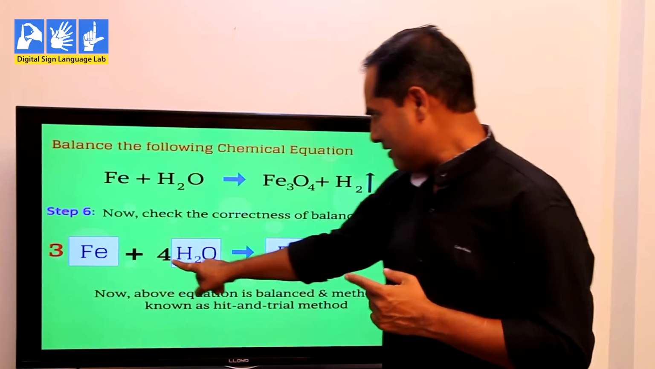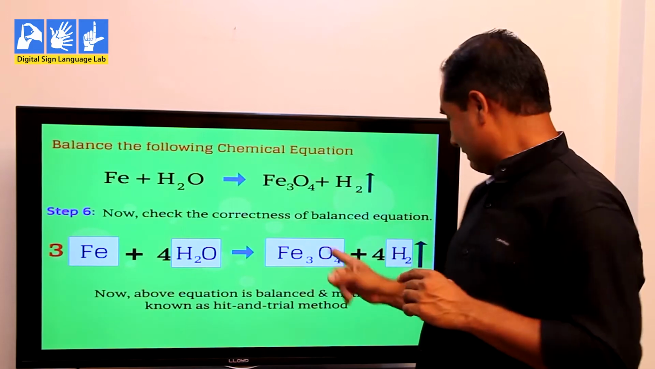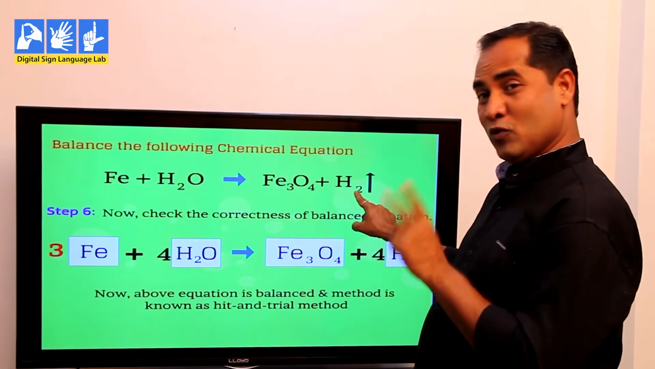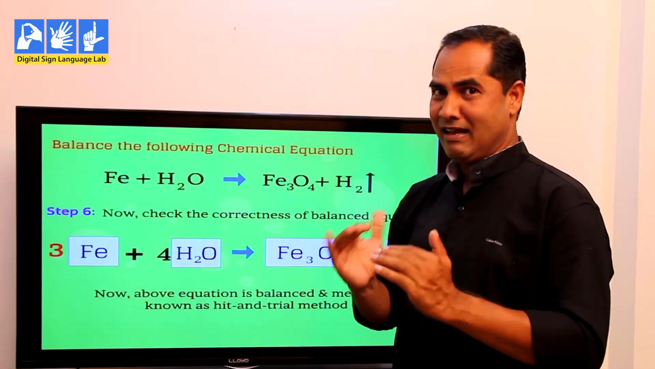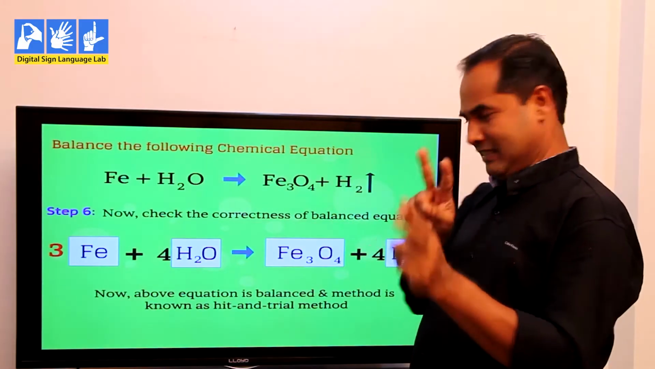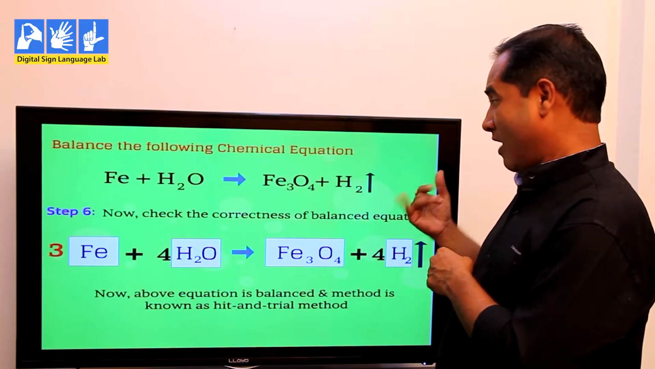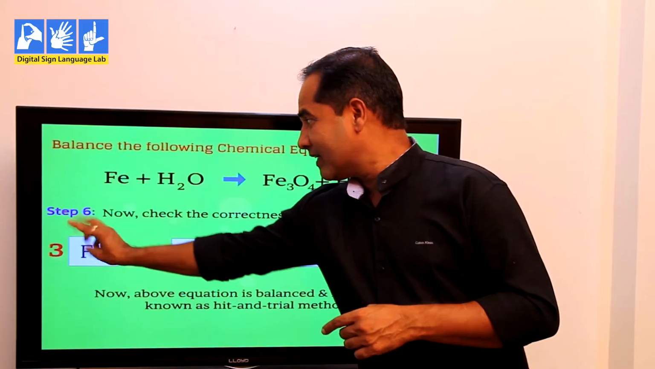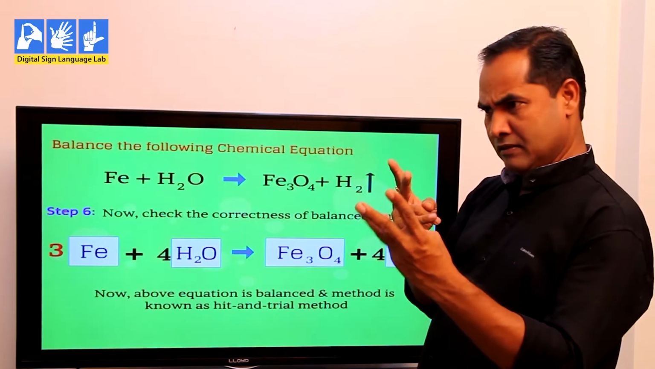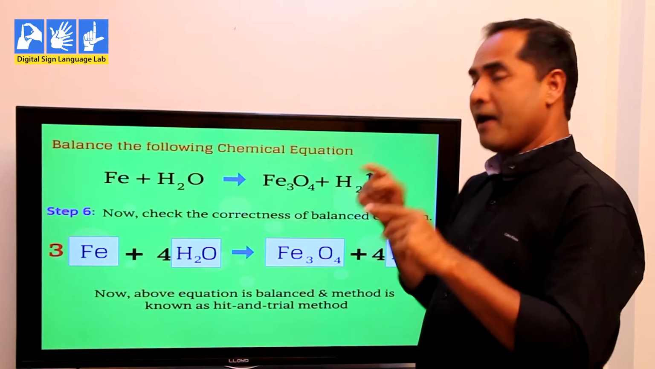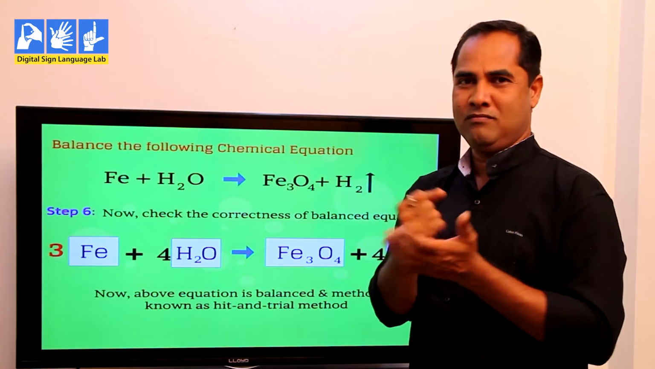Now let's see if hydrogen is balanced. On the left hand side we have 4H2, and on the right hand side we just have one molecule of H2. Now we have to balance this, so we add a 4 to the right hand side as well. Now after doing all this, let's check if the equation is balanced. Left hand side and right hand side, are they equal or not? This is how we balance an equation.